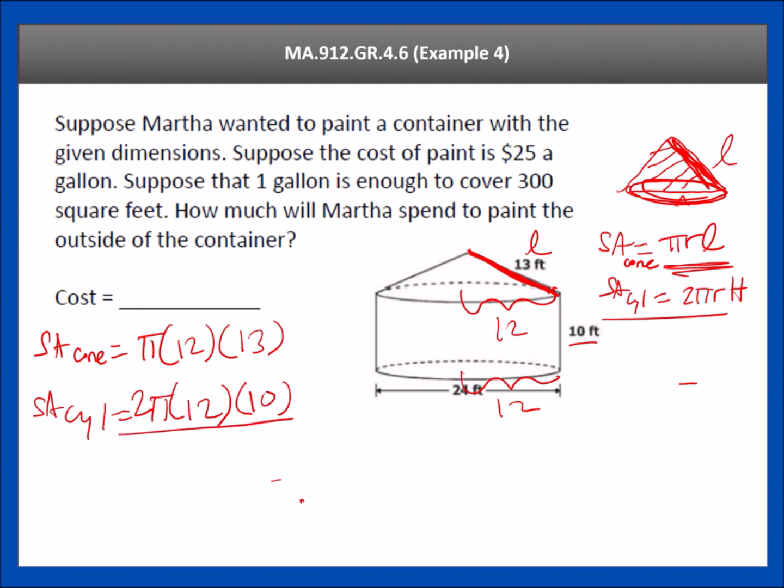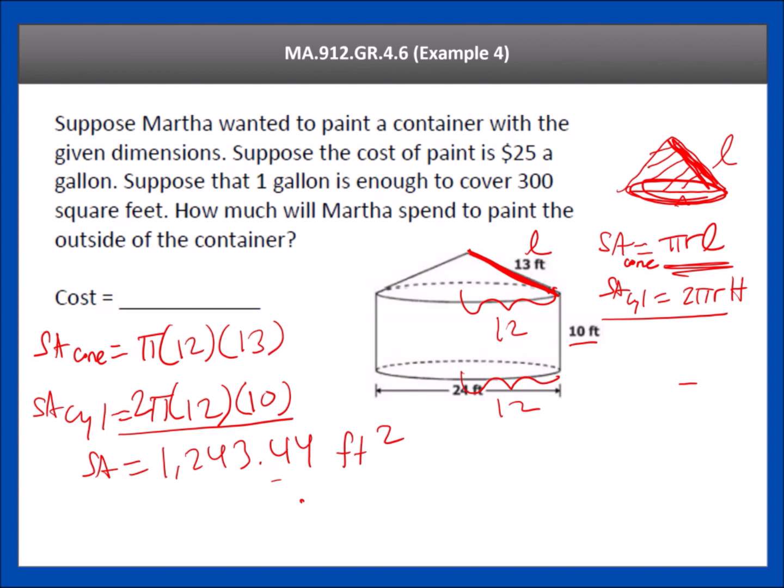All right, let's add these together to get the total surface area. So we get 13 times 12 times pi, 3.14, and then we add that to 12 times 10 times 2 times pi. So we get 1,243.44 square feet. All right, so that's the total square footage.